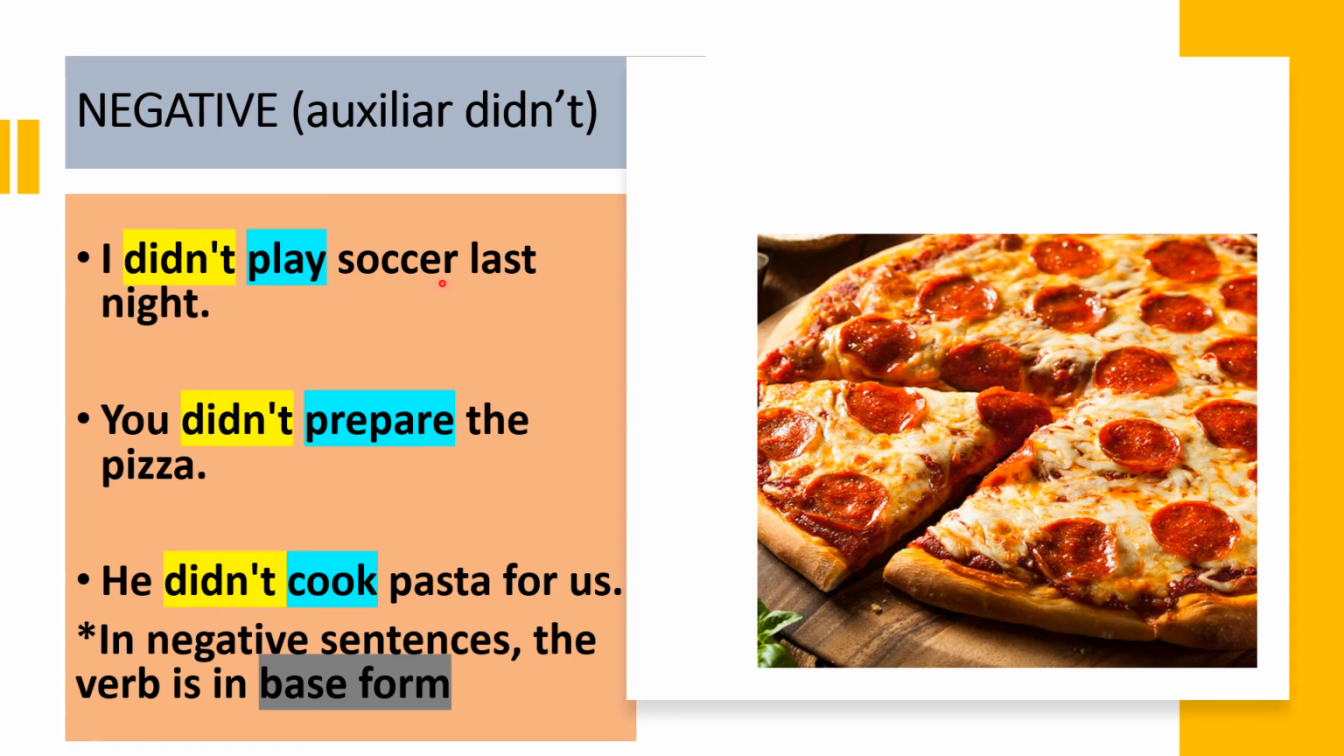I didn't play soccer last night. You didn't prepare the pizza. You didn't prepare. Tú no preparaste. He didn't cook pasta for us. He didn't cook. Él no cocinó. So remember, in negative sentences, the verb is in base form. Play, prepare, cook. Sin cambio. En forma base.